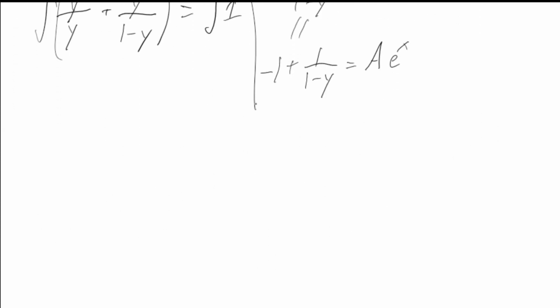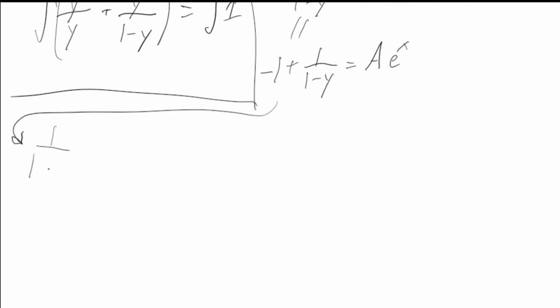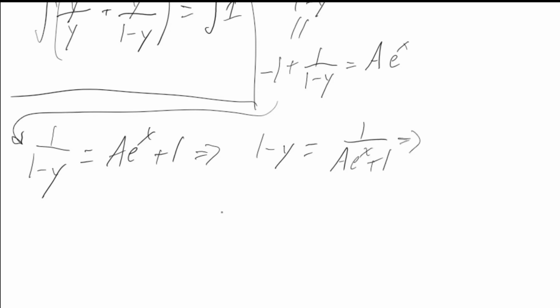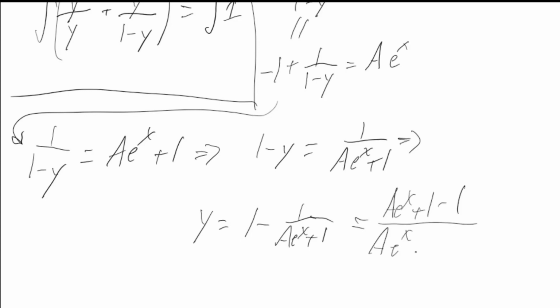And then we add 1 to both sides, and we get 1 over 1 minus y equals a e to the x plus 1. And then we just flip both sides, and we get 1 minus y equals 1 over a e to the x plus 1. And then a little bit more algebra shows that y equals 1 minus 1 over a e to the x plus 1. Or if you want to get it all as one fraction, it's a e to the x over a e to the x plus 1. And we'll see this equation again next time.